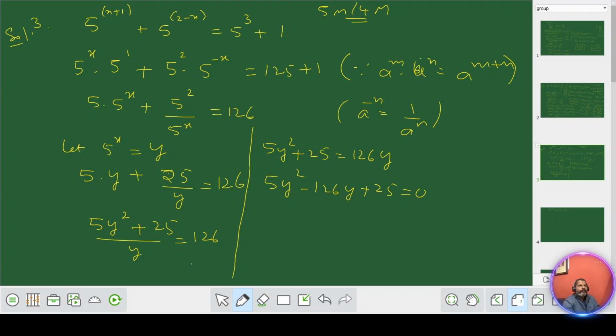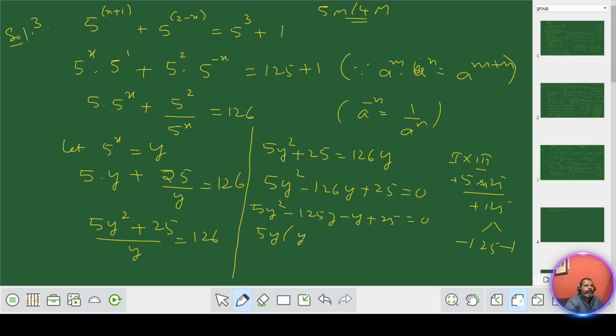Isn't it interesting? Now follow the same step, first into third. What is first? 5 into 25 is 125. 125 factors are 125 and 1, because we want 126 here. So 5y square minus 125y. Sorry, we have forgotten to place the signs here. We need minus 126. So we write both factors as minus. The product will give plus 125. Minus y plus 25 equal to 0.